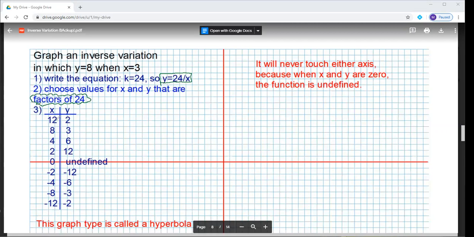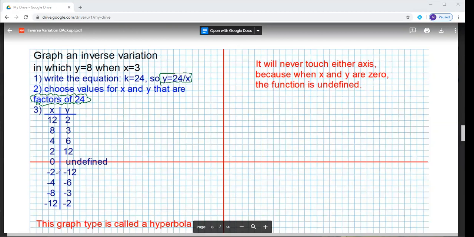So what are factors of 24? 12 and 2, 8 and 3, 4 and 6, 2 times 12, 0 and undefined. Because 0 times nothing is 24, we can't actually do that, so 0 is undefined. That's because 0 is our asymptote.